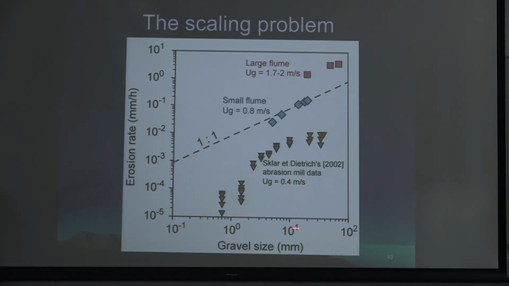This is erosion rate as a function of gravel size for the bedrock. This is Claren-Dietrich experiment result, small flume, large flume. They are not on the same scale, but they were done at different velocity. So maybe, if we scale correctly the effect of velocity, maybe by an exponent of 2 or 3, we'll be able to reconcile the 3 sets of experimental data.